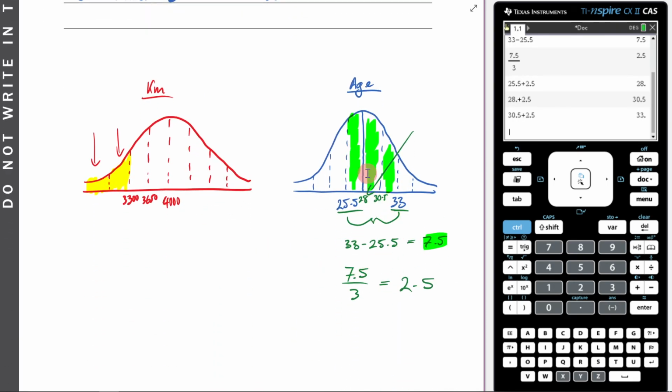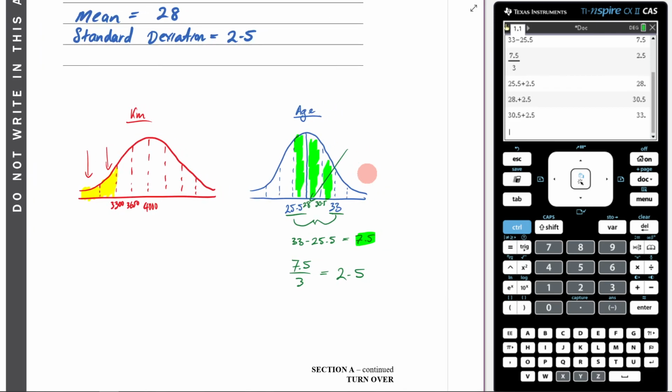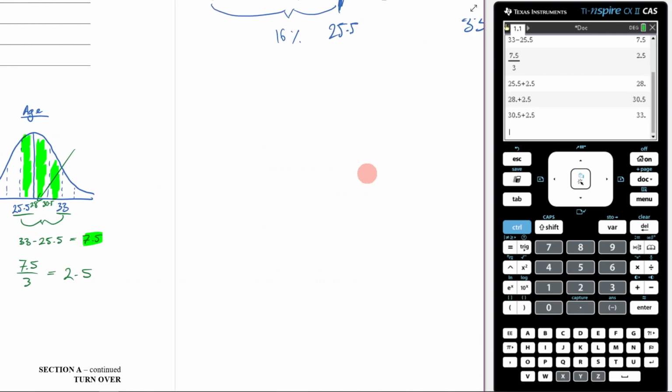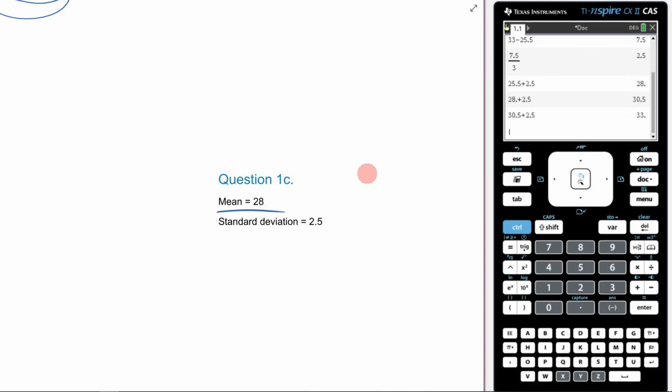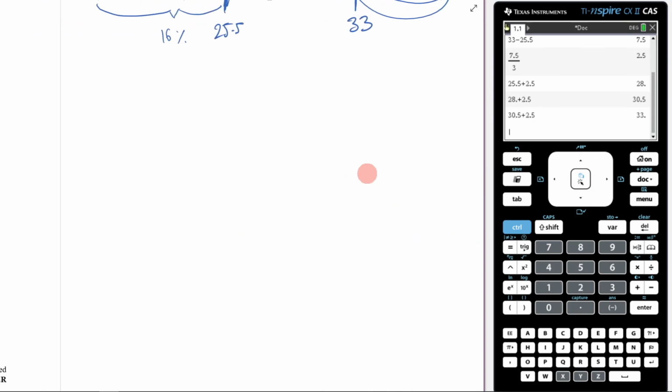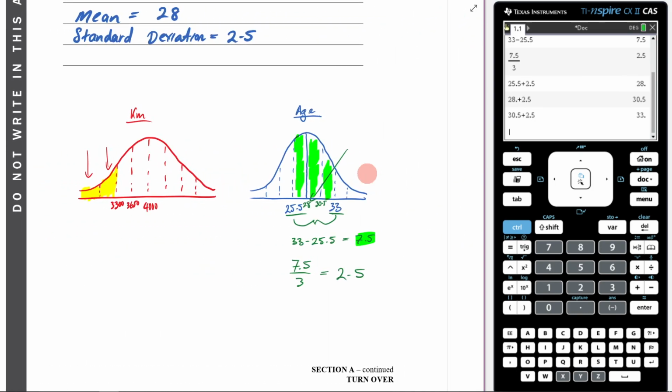We just drew out what we could. So remember, when you face questions like this, just do what you can. Let's just look at our examiner's report before we move on. Mean is 28, standard deviation is 2.5, and we are done. Hopefully you found that helpful.